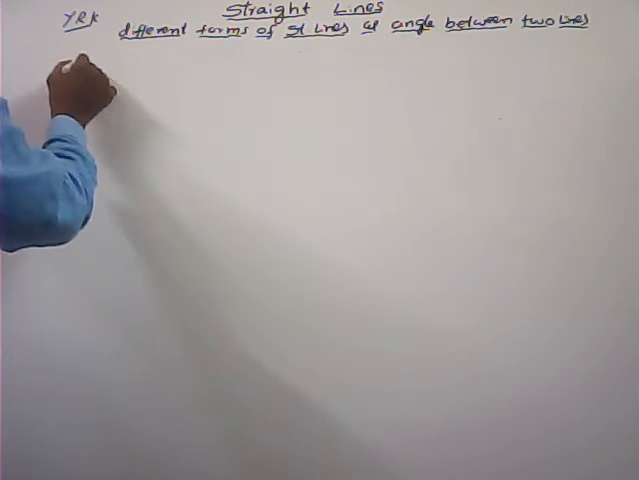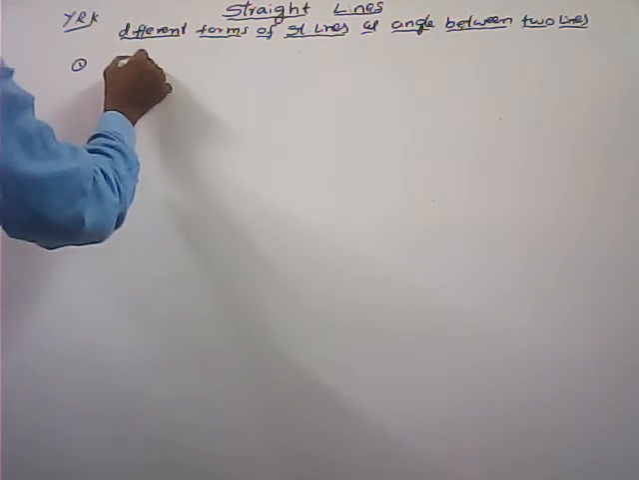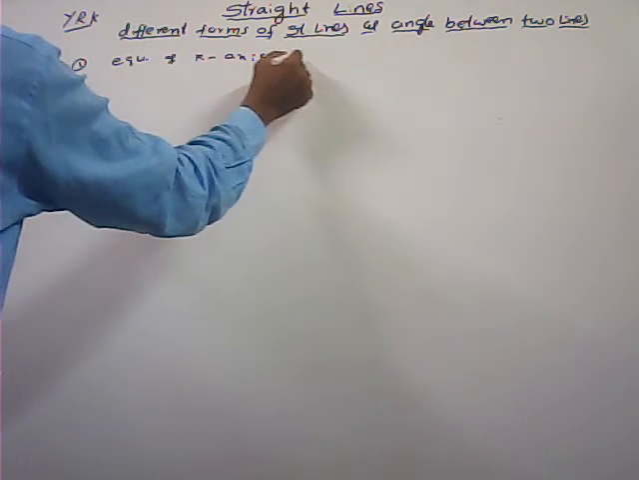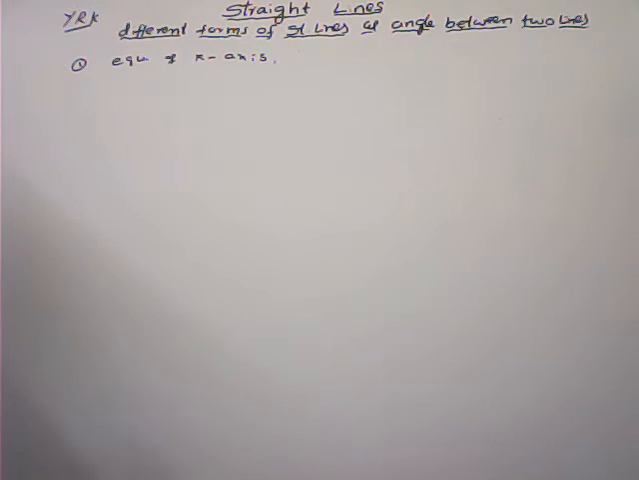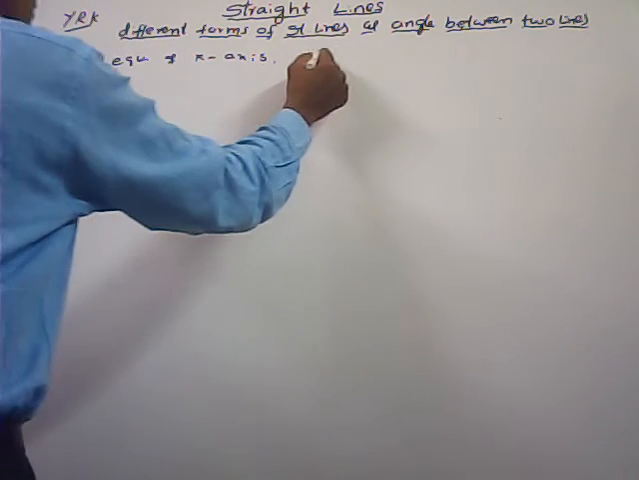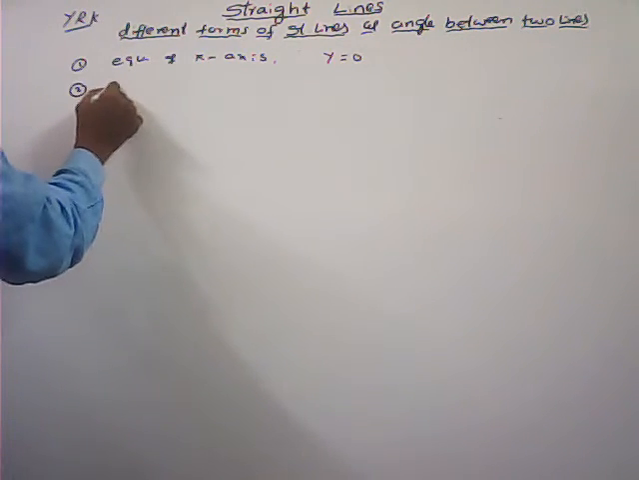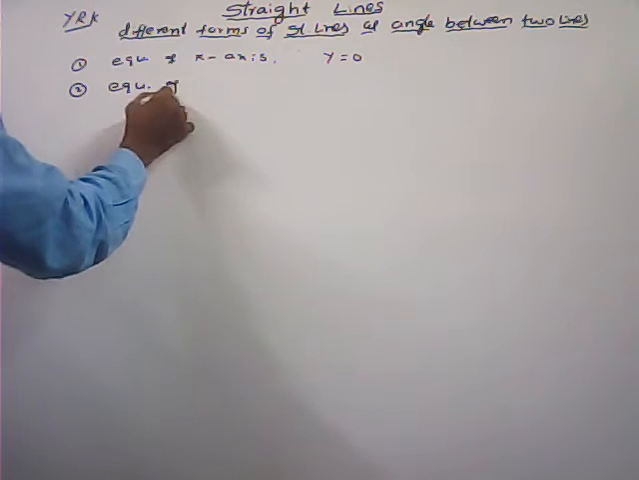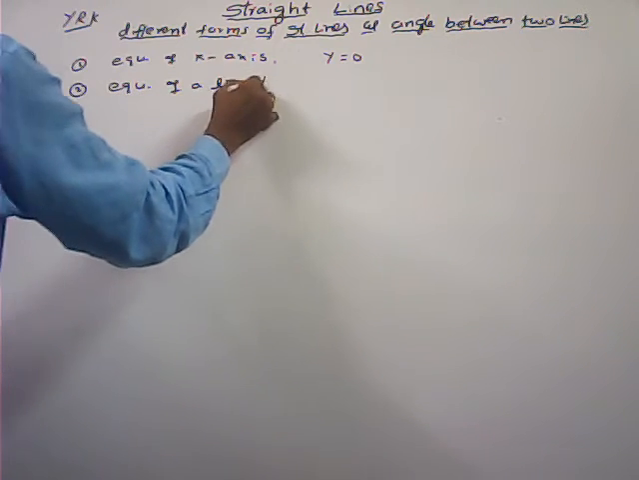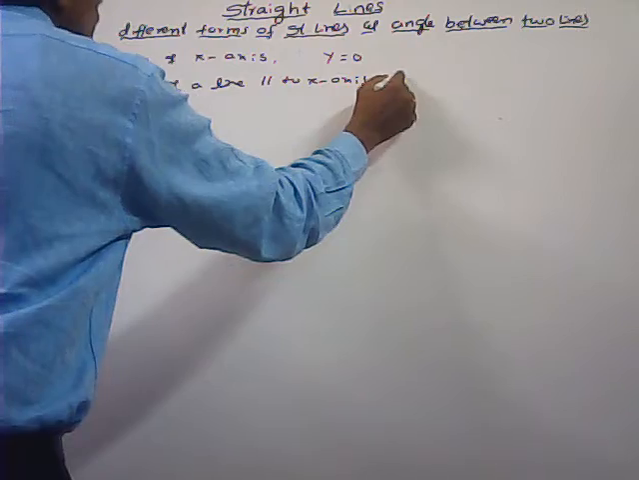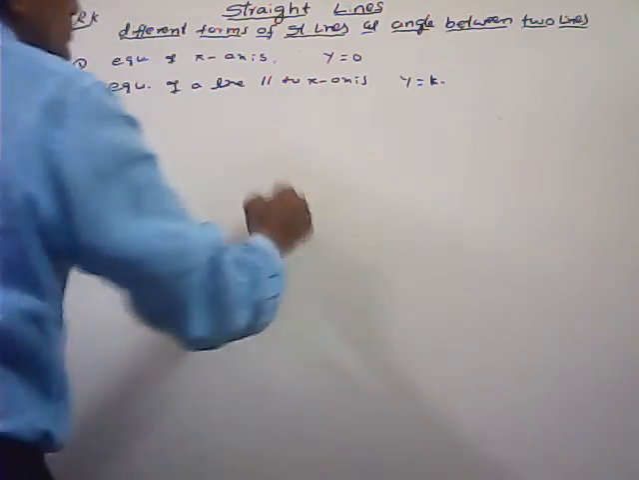Next, different forms of the equations of the lines. First one, equation of x-axis. On x-axis, y coordinate should be equal to 0. So here we can say y is equal to 0. Equation of a line parallel to x-axis, that is y is equal to k.